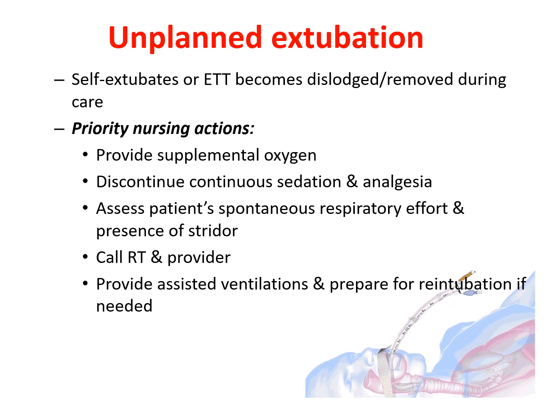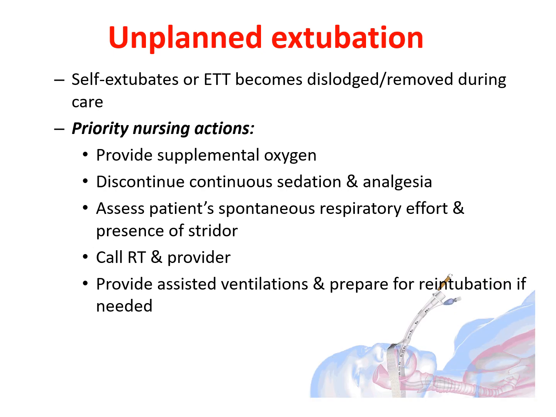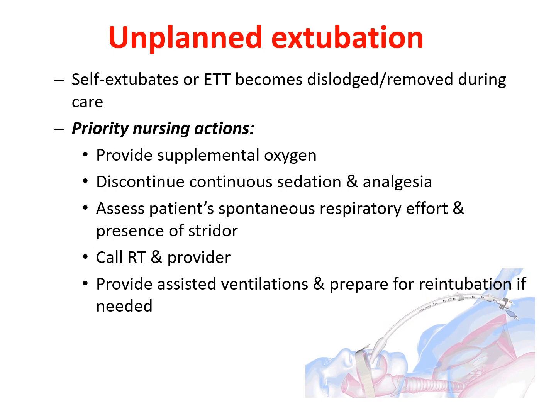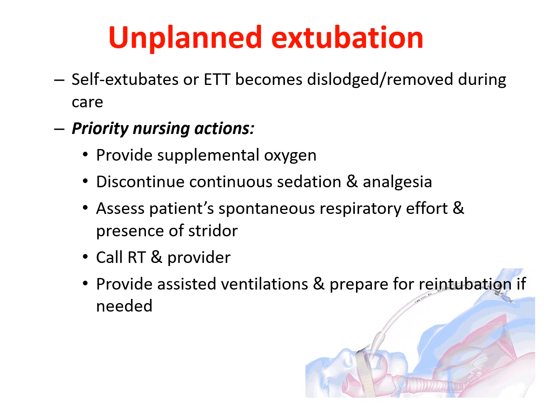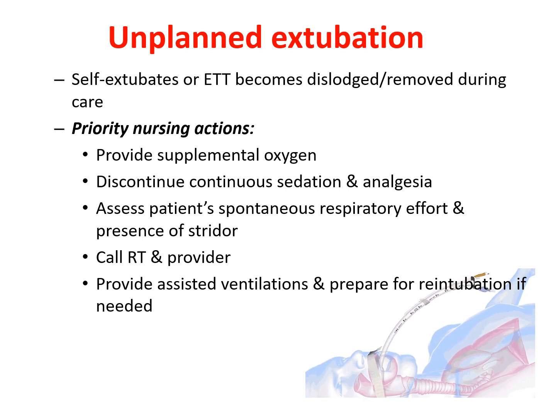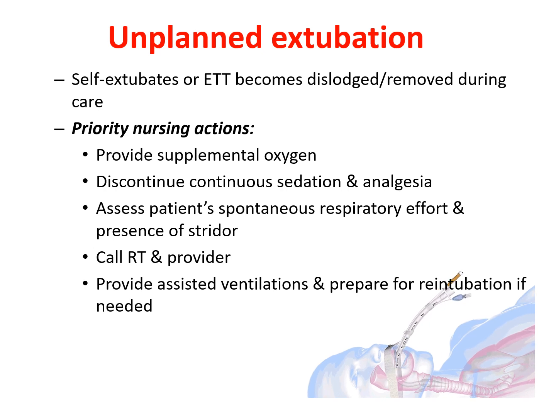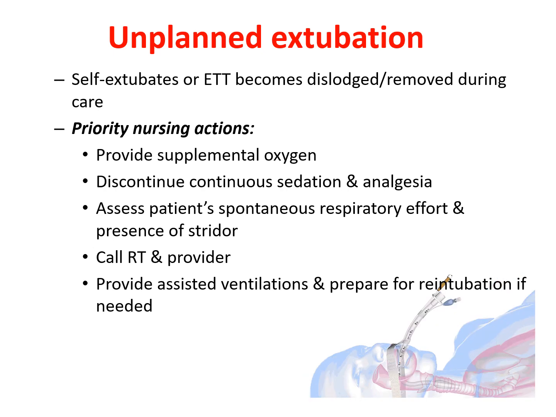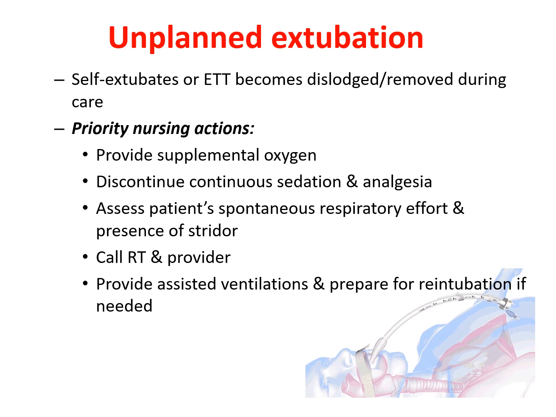The unplanned extubation. Patients can intentionally self-extubate, or the ET tube becomes dislodged or removed during care. Your priority nursing action is to provide supplemental oxygen, discontinue any continuous sedation or analgesia, and assess the patient for spontaneous respiration. Let's see what their effort is, and if there's any presence of stridor. We prefer to deflate the cuff before they take out the tube, but that's not always their agenda.